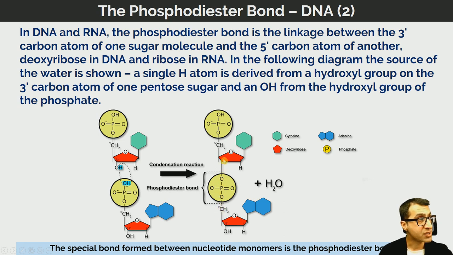All of these bonds, so it's called a phosphodiester linkage because an ester linkage would be between two carbons, but instead what we have here is a phosphate group linking one carbon to another on the other side. So this is called the phosphodiester bond, and this is what forms what's referred to as the backbone of DNA and RNA molecules.